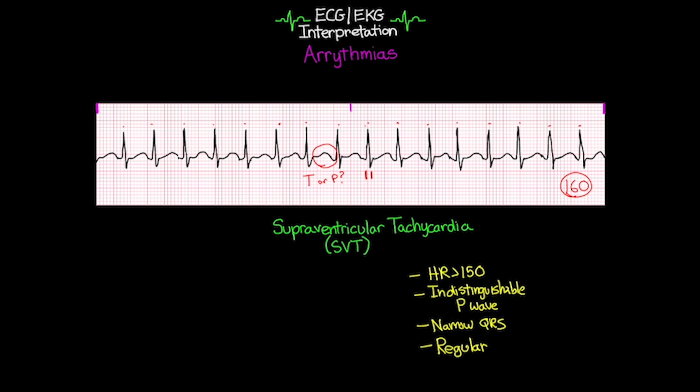Now, just to hit on the causes real quick, really the causes of our SVT are going to be very similar to sinus tachycardia, and it's primarily due to that increased sympathetic response. But here for this example, heart rate of 160 is greater than 150. Can't really tell if there's a P wave in there. We do have that narrow QRS and a regular rhythm. Therefore, we can say that this is a SVT.